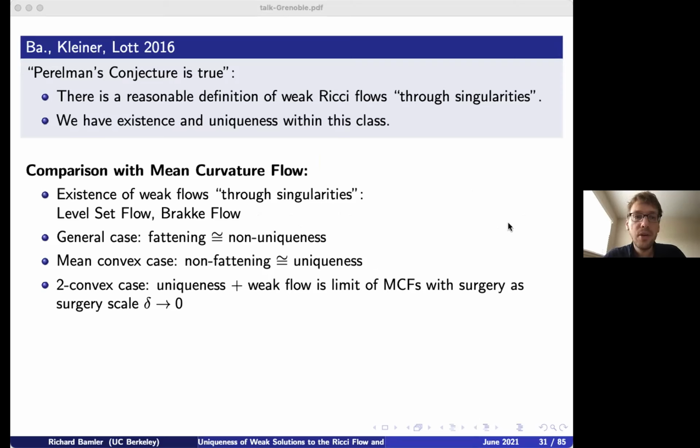Okay? And so what I want to do in the next few slides is explain to you what this flow is and how it is constructed, and then later formulate the main uniqueness result.